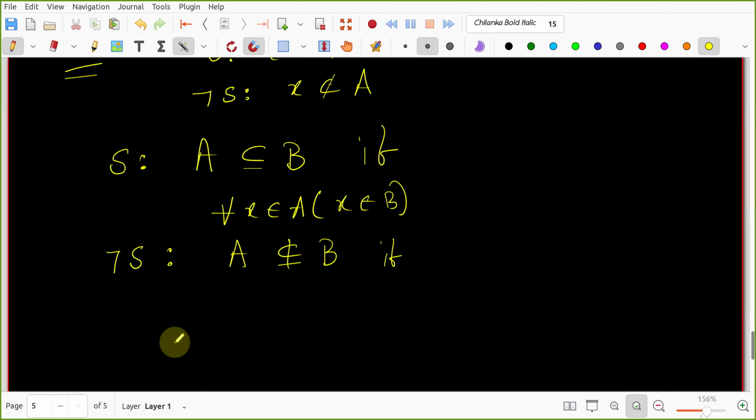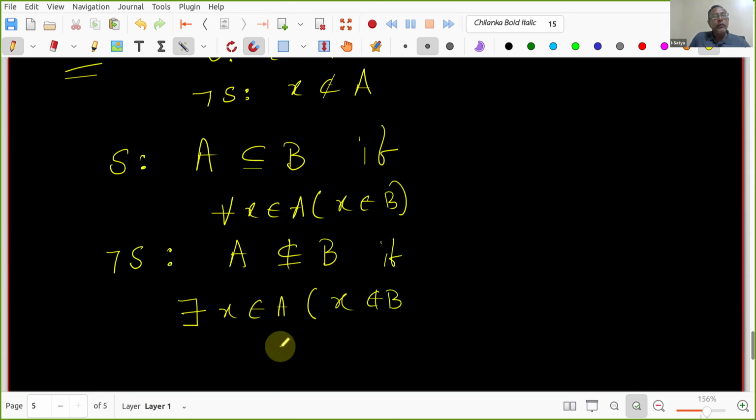Sir, one can find x belongs to A, where x doesn't belong to B. You see the beauty, that one can find. I can find an element which is in A but not in B. That is better, right? There exists an element in A which is not in B.